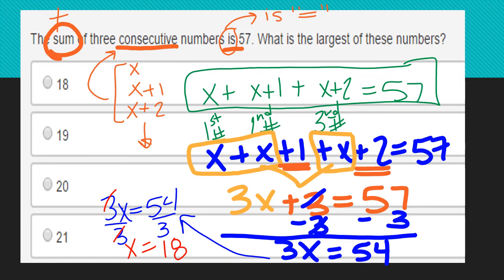Okay, now you see 18 there. Is 18 the answer? Well, I want you to think about what you just found. Let's go back to our setup right here. Our setup was x, then x plus 1, then x plus 2. So our first number was 18. Our second number, if it's consecutive, would be 19. Our third number would be 20. They go in a row. And this question is not asking for the smallest number, it's asking for the largest. So in this case, our answer would just be 20.